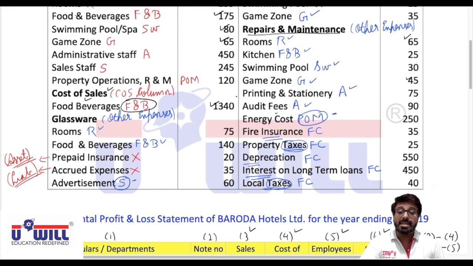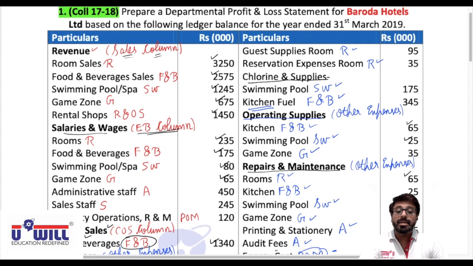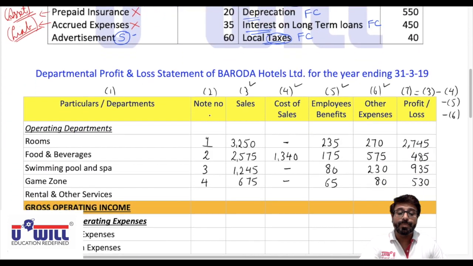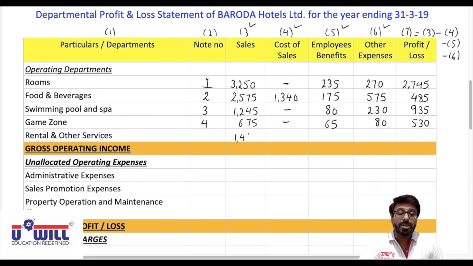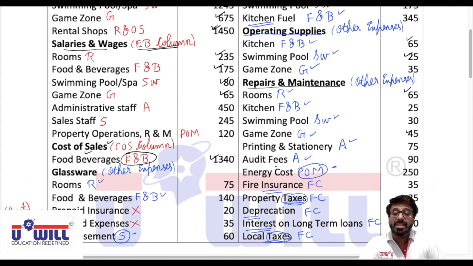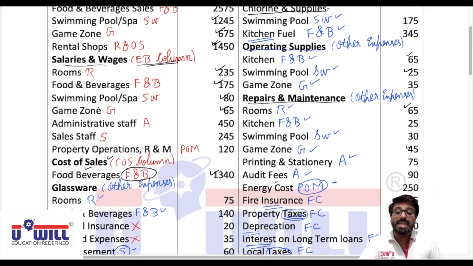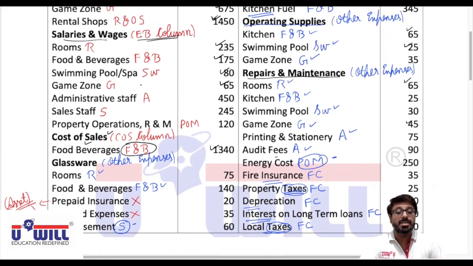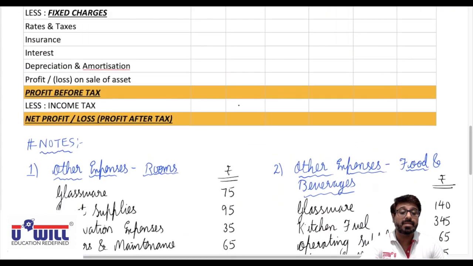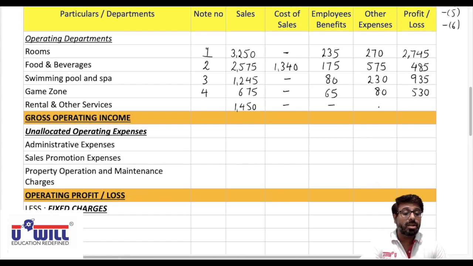Then rental and other services. See what is the sales column revenue of rental shops? 1450. So sales column 1450. Cost of sales we don't have. Even employees benefits, salaries and wages, you'll see after game zone it goes straight to administrative staff. There are no salaries and wages for rental and other services. And we have not made any note for other expenses of rental and other services. So no employees benefit, no other expenses. The entire 1450 is our profit.